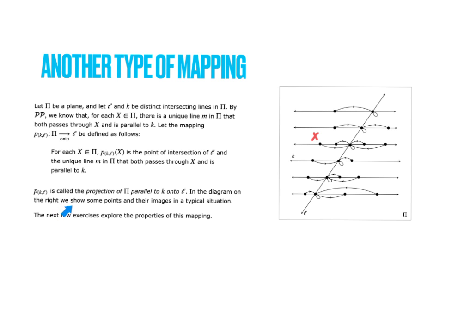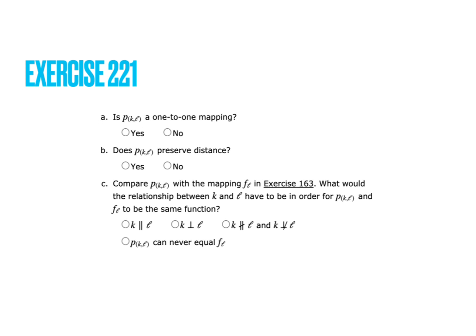In the diagram on the right, we show some points and their images in a typical situation, and now there are some exercises related to this mapping. So again, I can find any image by drawing the line through that point, parallel to K. It gets mapped to the intersection of my parallel line and L. Any point that is on this line gets mapped right back to itself. So take a minute, try exercise 221, press pause on your video, and when you're ready for the answer, press play again.